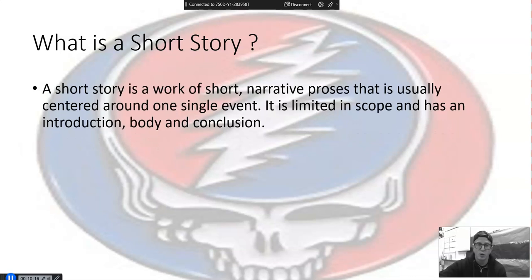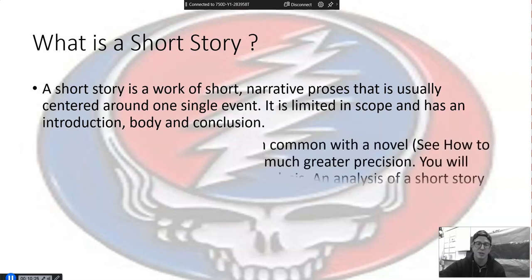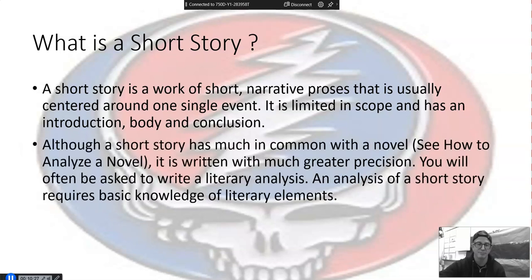A short story is a work of short narrative prose that is usually centered around one single event. It is limited in scope and has an introduction, body, and conclusion. A beginning, middle, and end. Okay? Although a short story has much in common with a novel, it is written with much greater precision, meaning that you might find this weird, but a lot more thought is put into every little bit of a short story than is given to a novel.